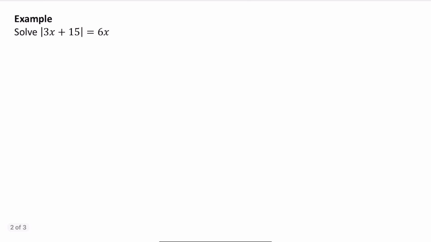Now let's go ahead and solve this equation. We have the absolute value of 3x plus 15 equals 6x. Once again, we're going to do the two cases. We're going to do 3x plus 15 equals 6x, and we're going to do 3x plus 15 equals negative 6x. Now we just need to solve these equations for x.